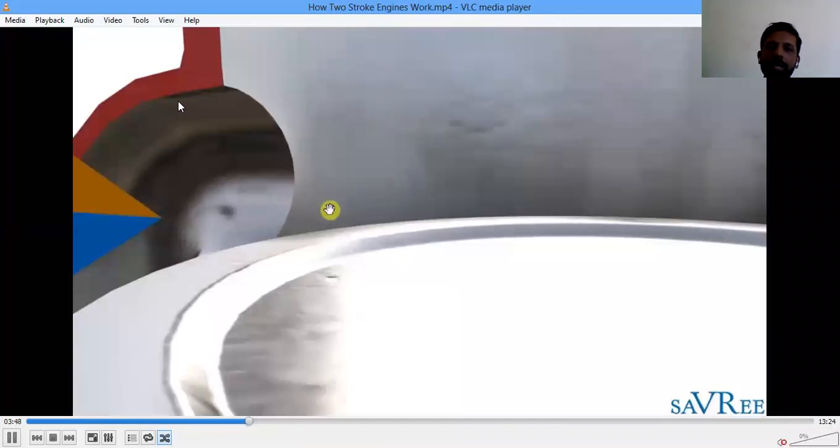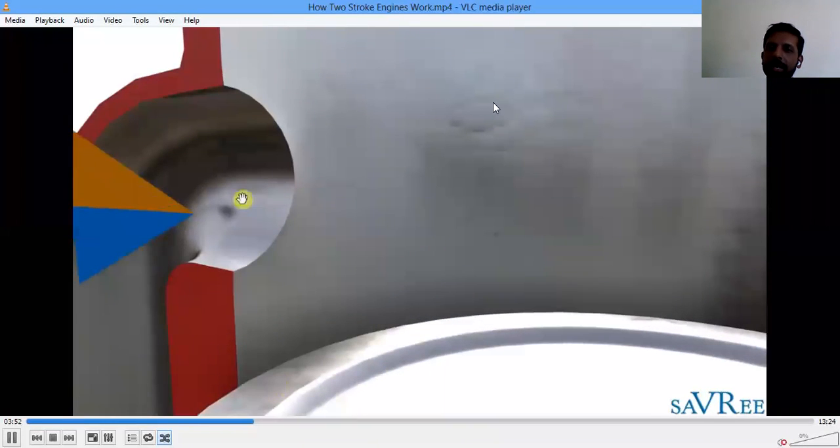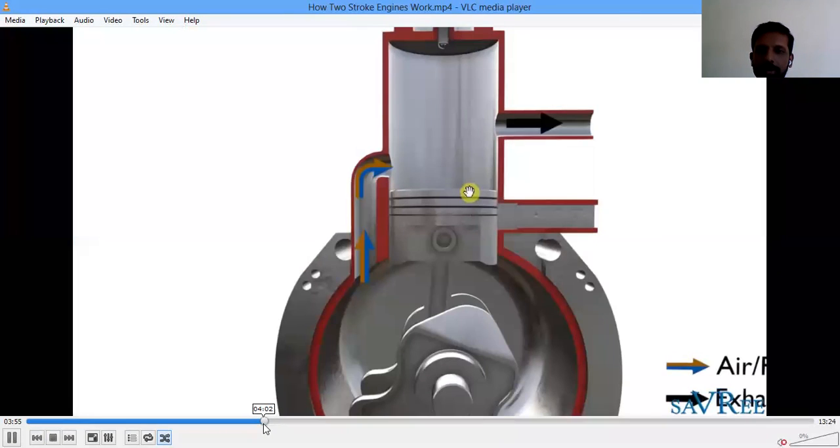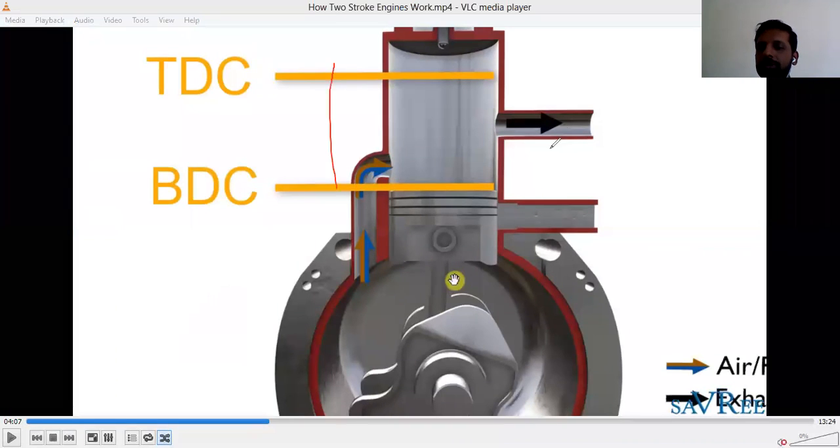Now look here, the transfer port is now open, so air fuel mixture enters into the combustion region, right? So the next thing is, what is going to happen now? Only half a rotation has been done. The piston has moved only from TDC to BDC. Now when the piston is going to move in the second stroke, from BDC to TDC, what is going to happen?